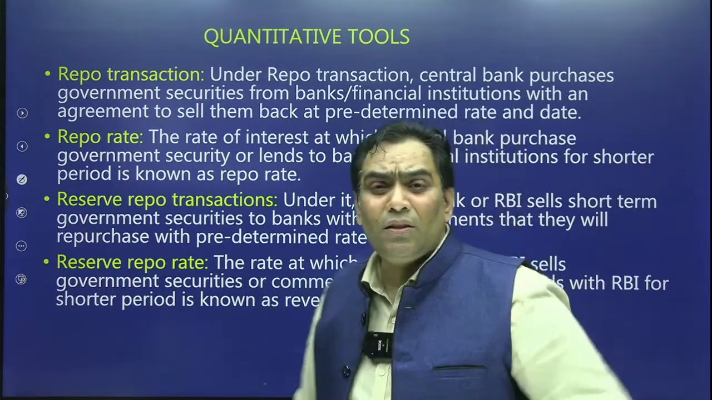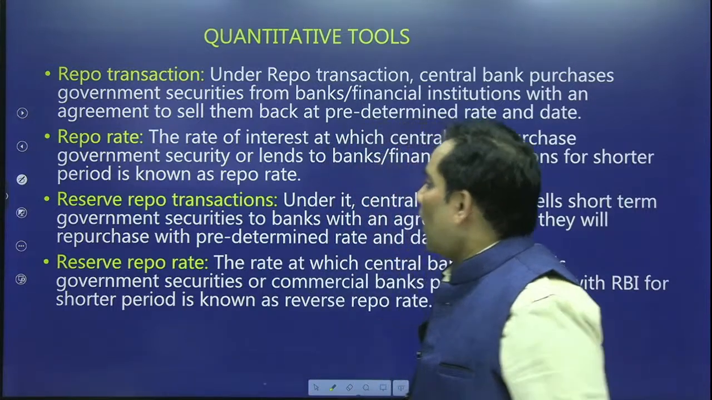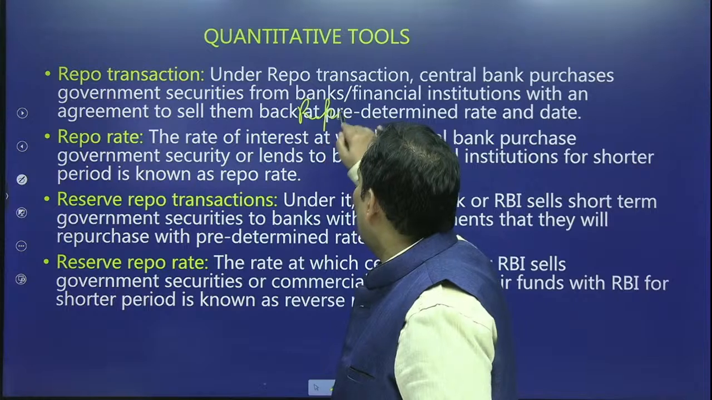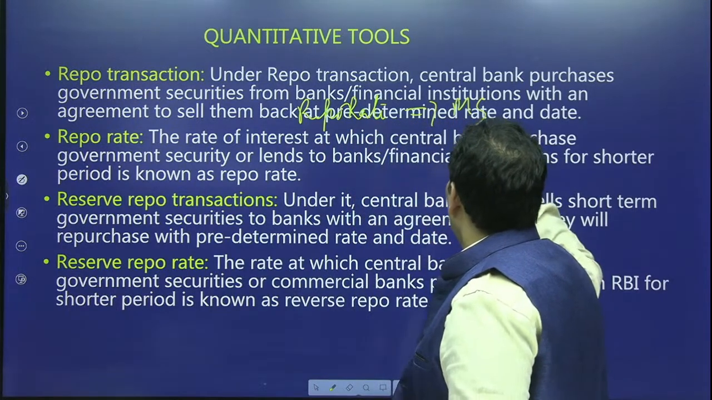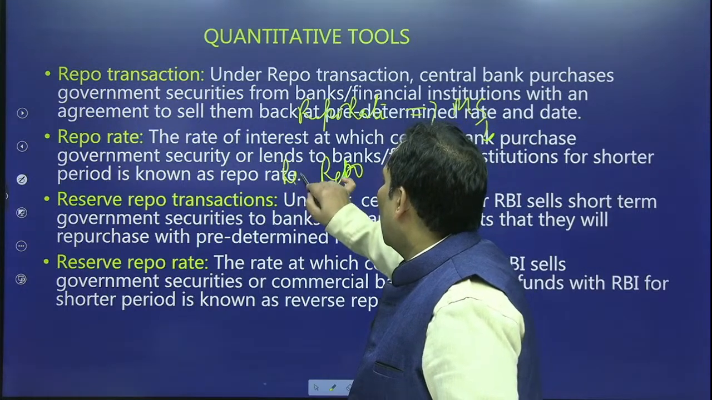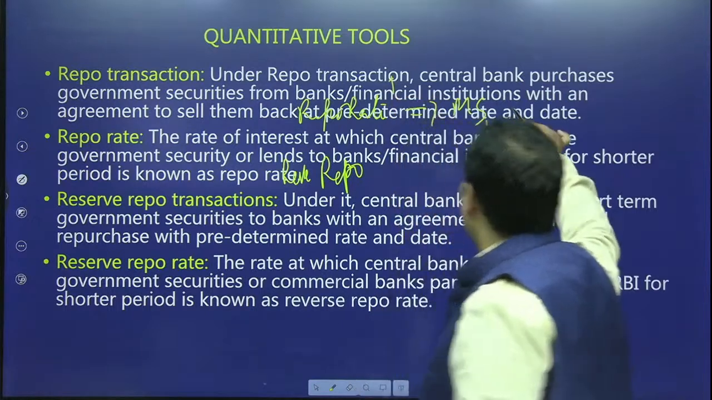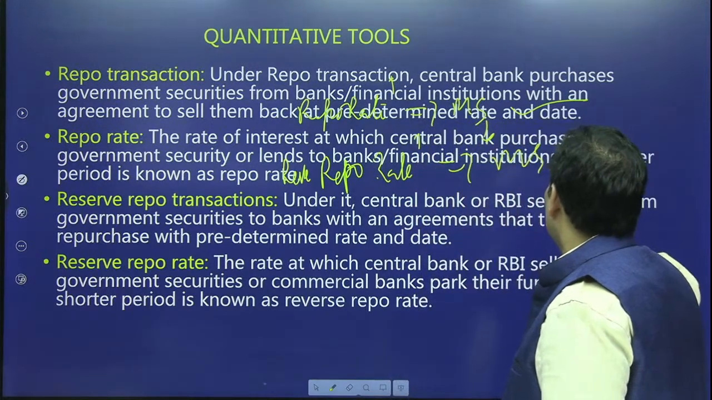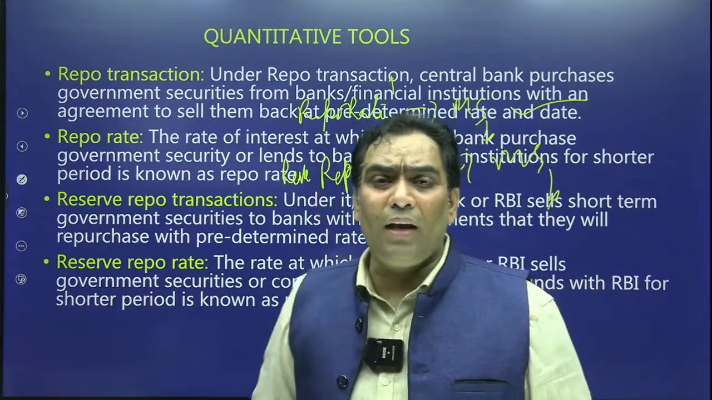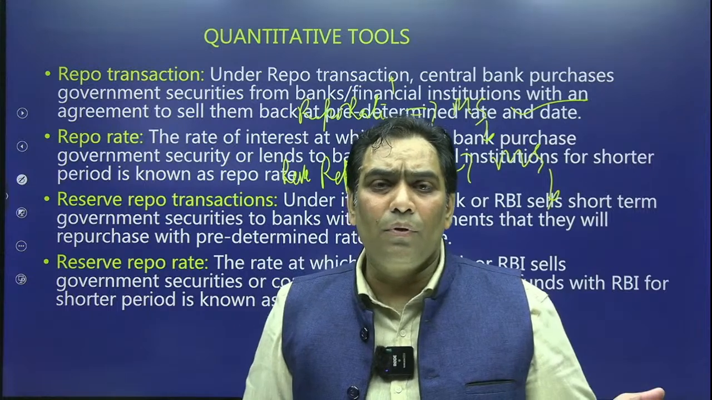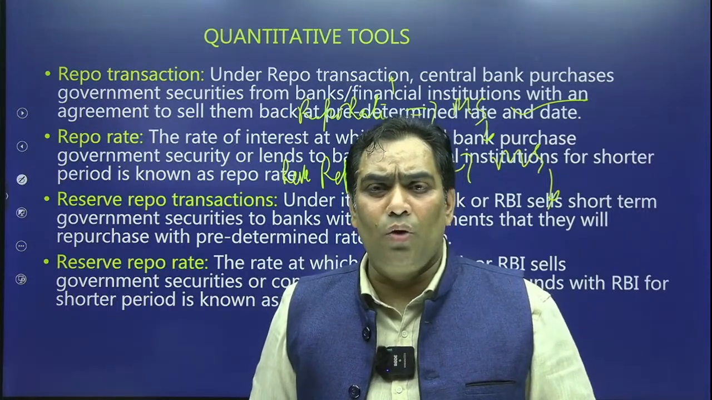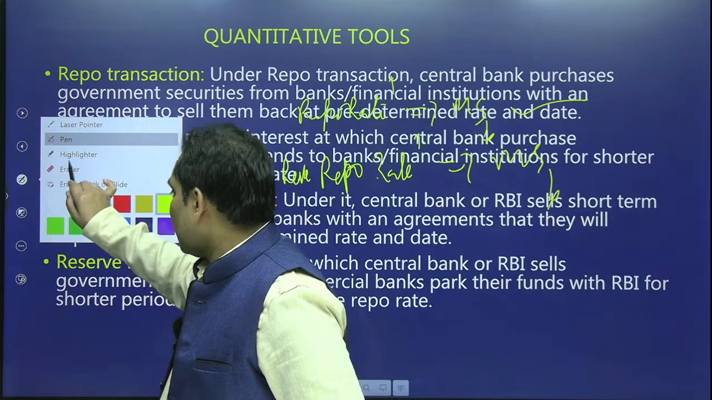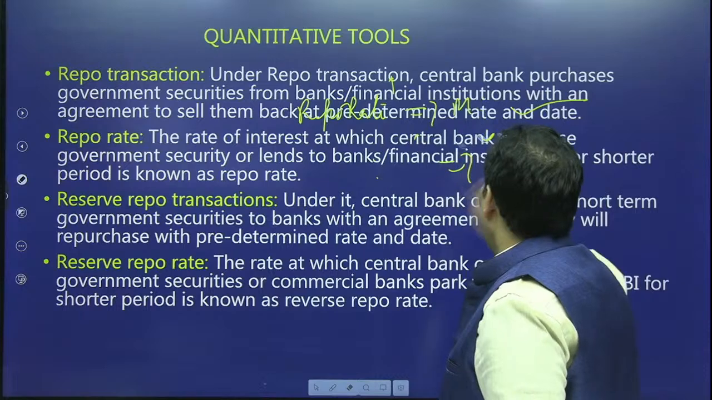Please try to understand. This should be your query: when we increase the repo rate, money supply reduces. Sorry, when we increase the reverse repo rate, then also money supply reduces. How does it happen? Because the repo rate and reverse repo rate are different, how is the same result going to happen? We will understand in today's lecture how it happens. Please listen very carefully, this is very important.